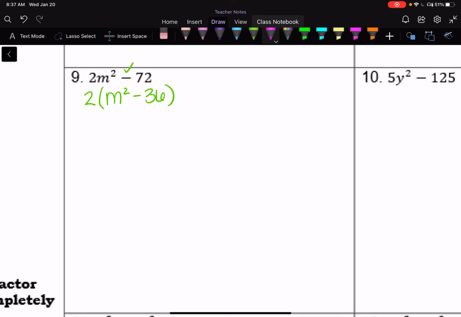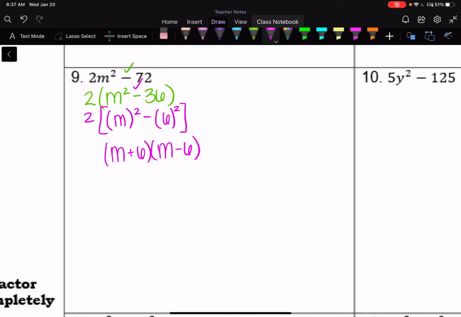This still gives me a minus in the middle, and now I will check for perfect squares. So I have m and 6. And I keep that 2 on the outside so it doesn't change my problem. Now I can split it up again. M plus 6 and m minus 6 with a 2 out front as my GCF.